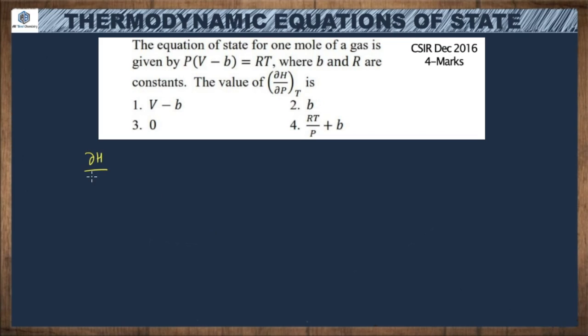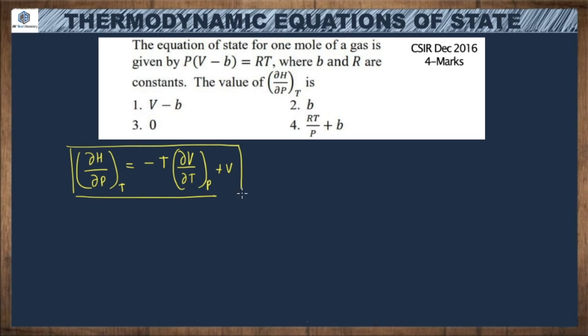So del H by del P at constant T is actually given by minus T del V by del T at constant P, plus V. This is the second thermodynamic equation of state, and this is what we are going to use to solve this question. Okay, so let's try to do what we need. First of all, we need del V by del T at constant P. That's what we don't know. So we know the equation, right?